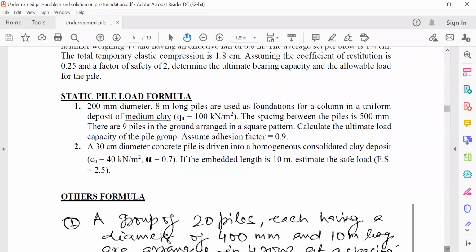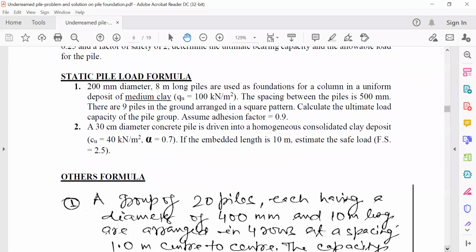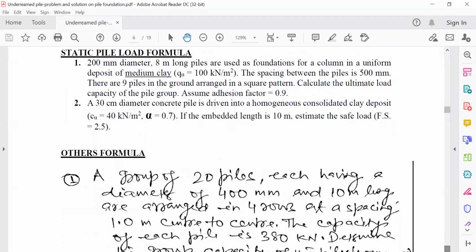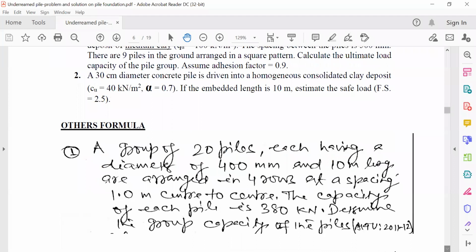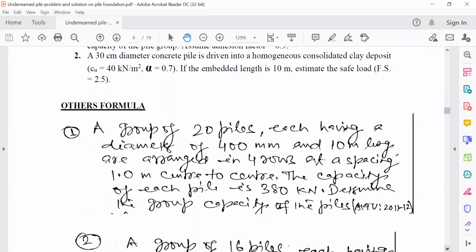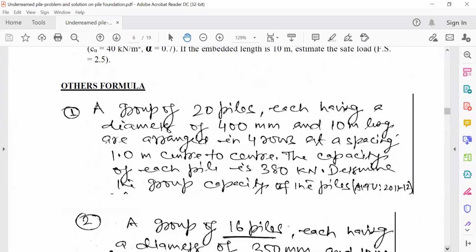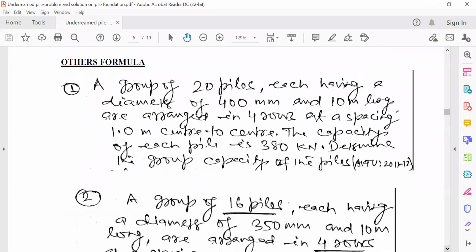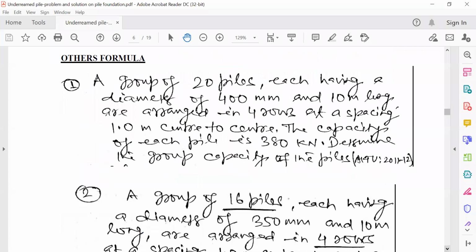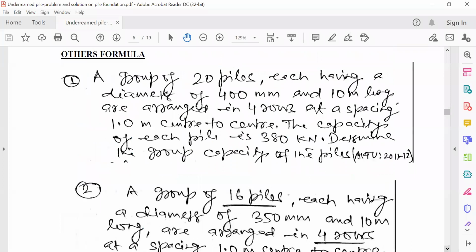And the other numericals are completely based on Feld's rules and the Converse Labarre formula. You can see most of the time in the AKTU exam, they ask questions from Feld's rules and the Converse Labarre formula. Though Feld's rule is not difficult, if you are feeling any difficulty, in that case, you can directly use the Converse Labarre formula, because it is a simple formula. Here, we have to have some ideas. I will tell you in the next slides.